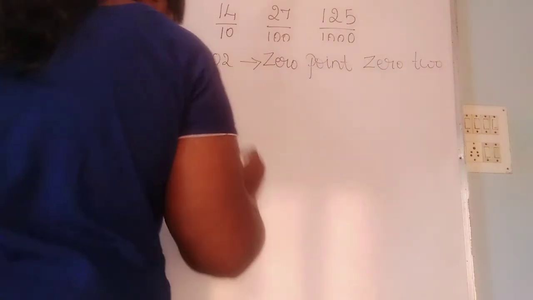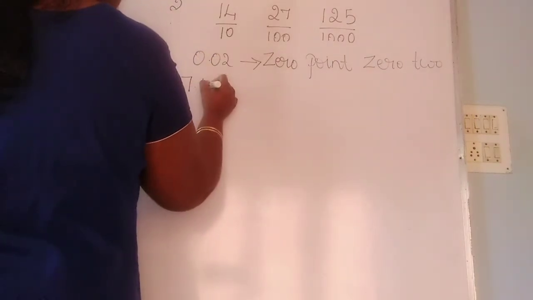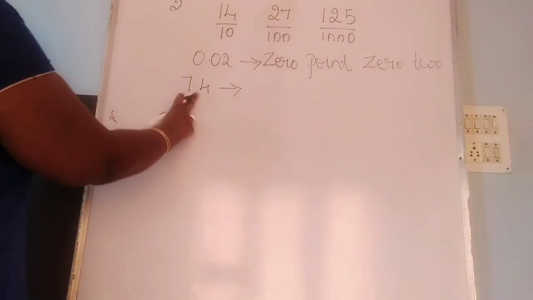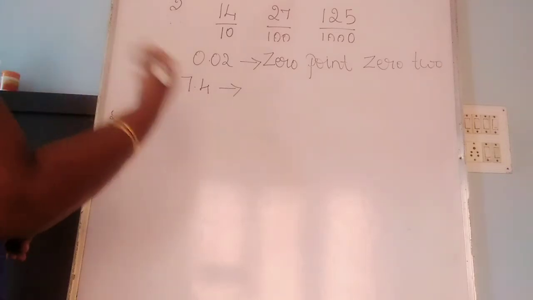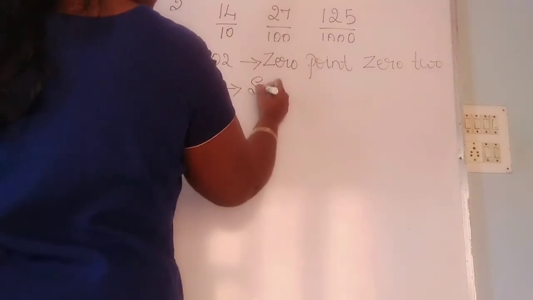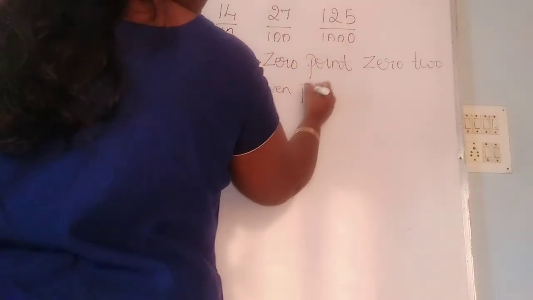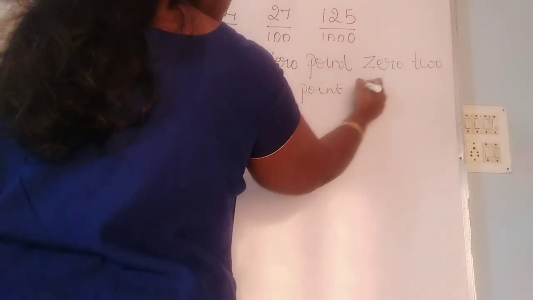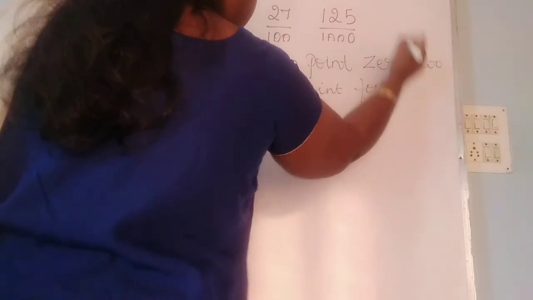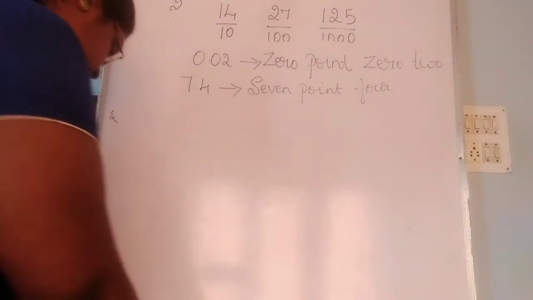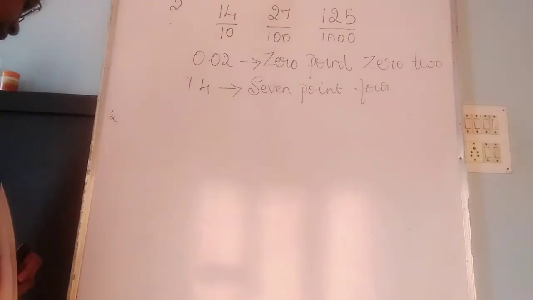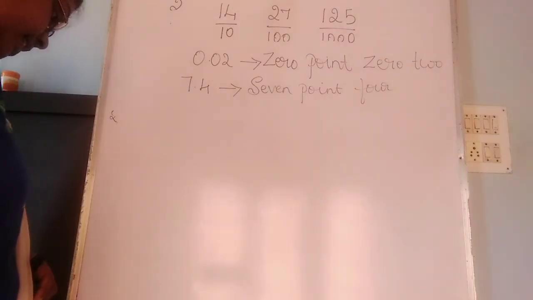We will go to the next one. What did you read this as? 7.4. So write the same way, 7.4. By this we have finished the fifth question and we move on to the sixth.